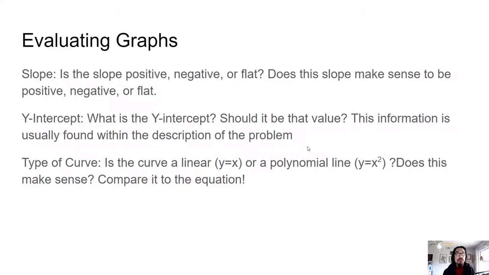Okay, so if you were given a hypothetical example graph, there are 3 things that you should immediately look at first. And the 4th one, not as much, but it's also very important. So the first one is called the slope. You've got to take a look at the general trend of the slope. Is it going up? Is it going down? Is it flat? Does this slope make sense in the context of the problem?